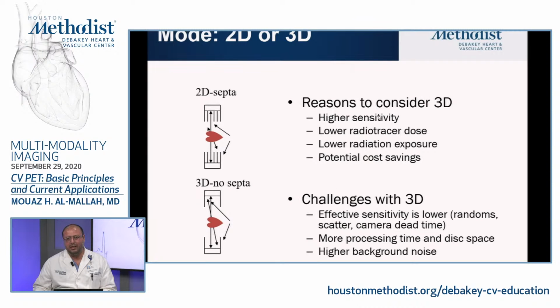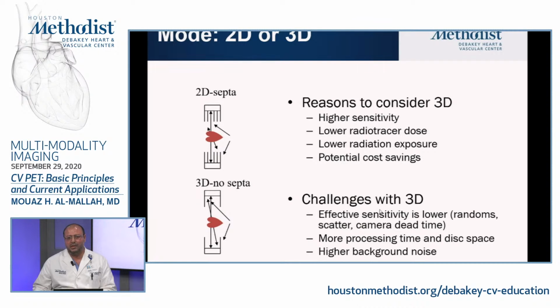So the reasons for 3D are higher sensitivity, lower radiation dose, and lower radiation exposure. However, you need to separate what's accurately coming from the heart versus what's coming from other tissue, which is causing a lot of background. So you need to separate what we call the randoms, the random photons, from the trues, the true photons that are coming from the heart. That's why you have higher background noise, and you need accurate electronics to allow you to separate what's noise and what's a true event there.